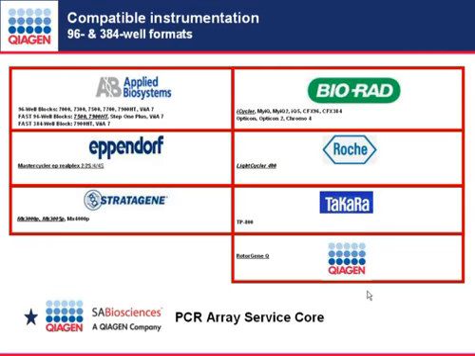A very nice feature about these arrays is that they are compatible with a wide variety of 96 and 384 well instruments, including instruments from Applied Biosystems, Eppendorf, Stratagene, Biorad, Roche, Takara, and QIAGEN. And in addition, if you do not have the resources to do profiling on your own, we have a PCR array service core here at QIAGEN that can do everything from sample isolation to PCR array profiling to data analysis.